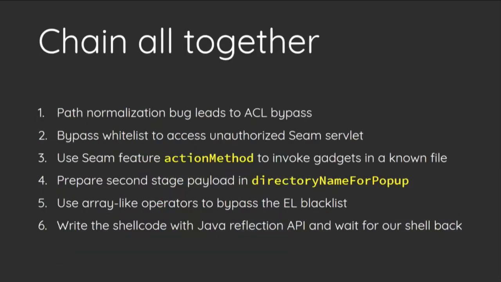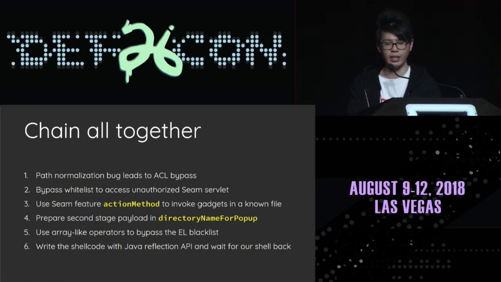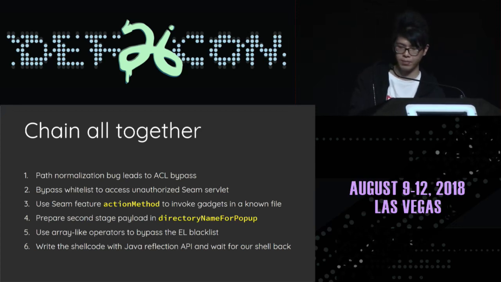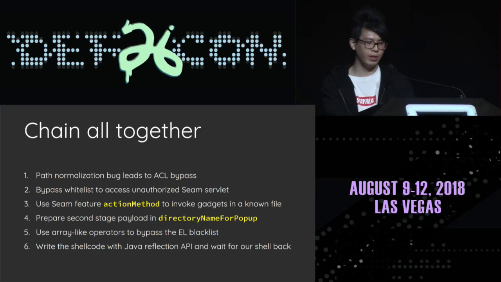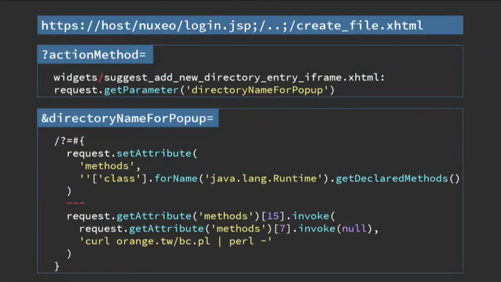So let's summarize our steps and chain all together. We first find a parsing bug to bypass the access control. While we can access the unauthorized SYN servlet, we use the feature and choose the good gadget so that we can control the return value. We also prepared our second stage payload in the URL and use array-like operator to bypass the blacklist. The last step is to write the shell code with Java Reflection API and wait for our shell back. So this is the overview for the exploit. I will explain each part one by one in detail.